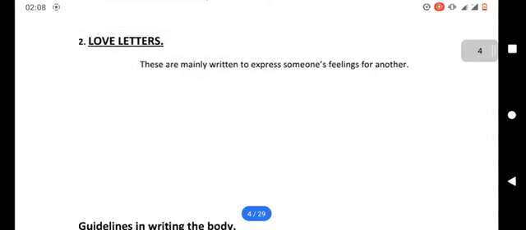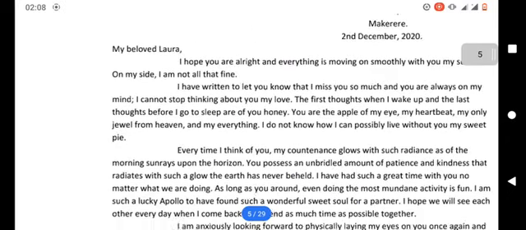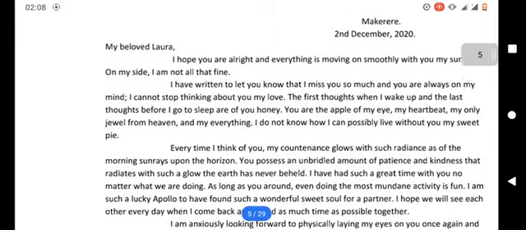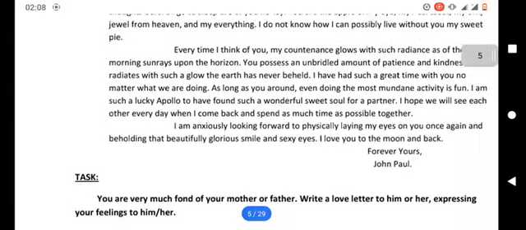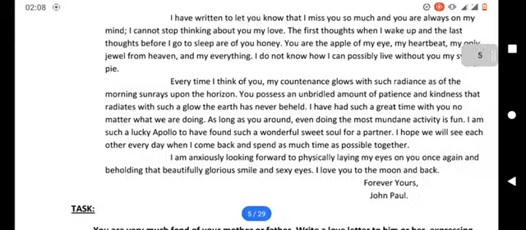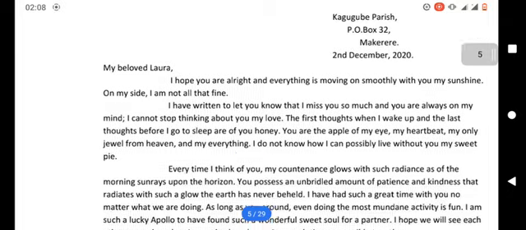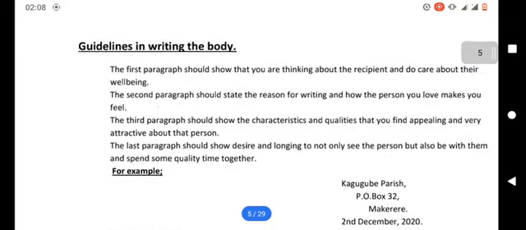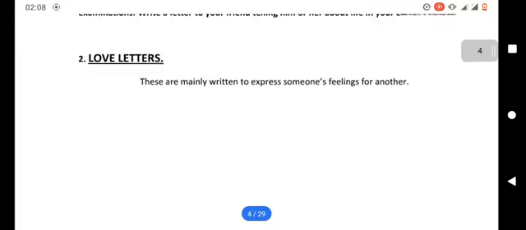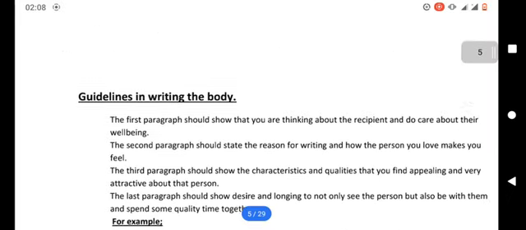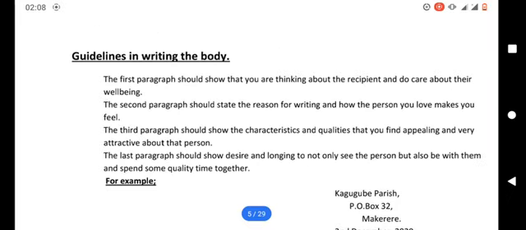I will give you another one in line with love, but it is going to be at length. So okay, but let me spend this time on just informal letters. So another example of an informal letter, in this case we have love letters. These are mainly written to express someone's feelings for another. So let us have the guidelines on how you can write a love letter.